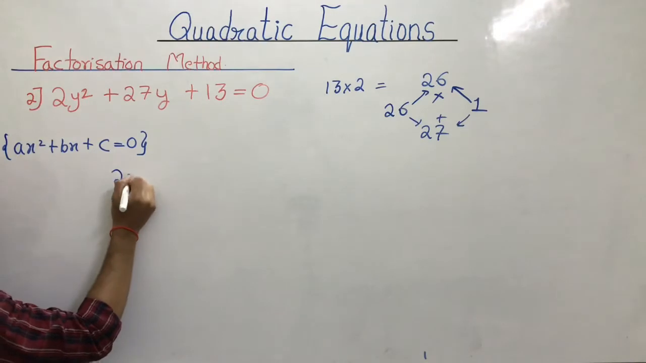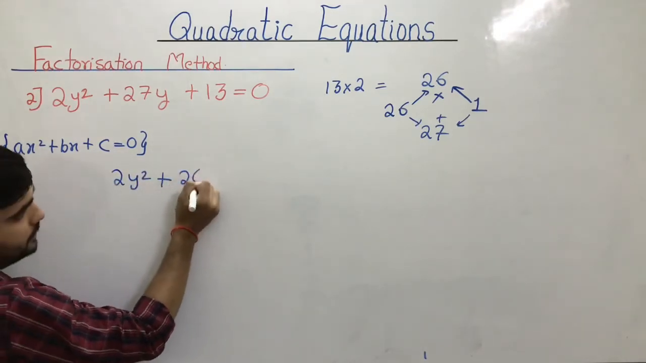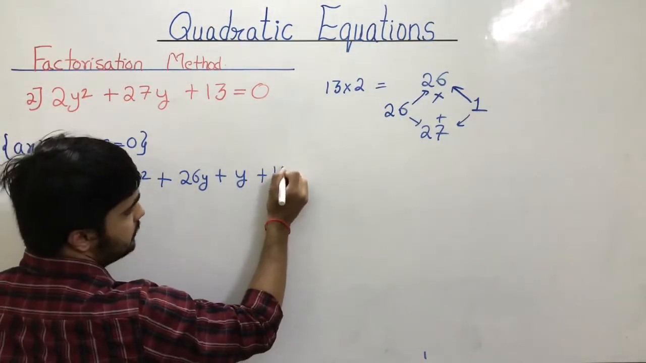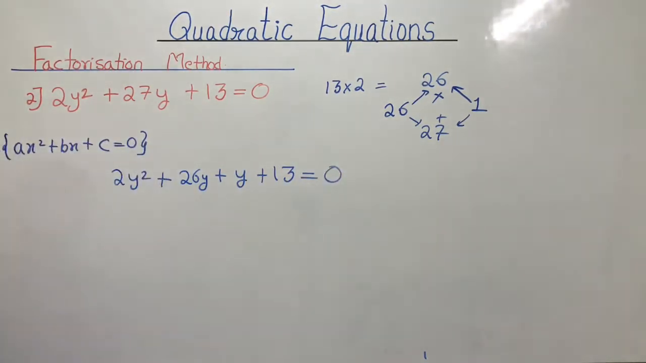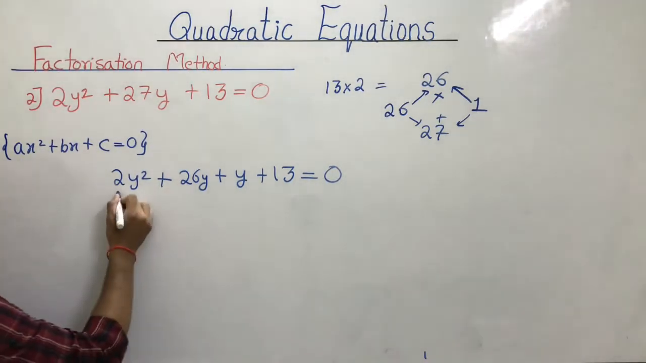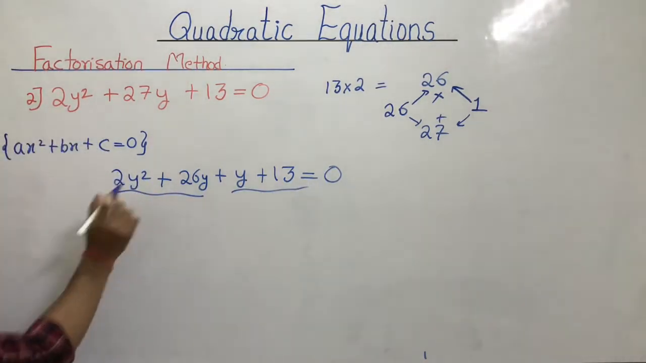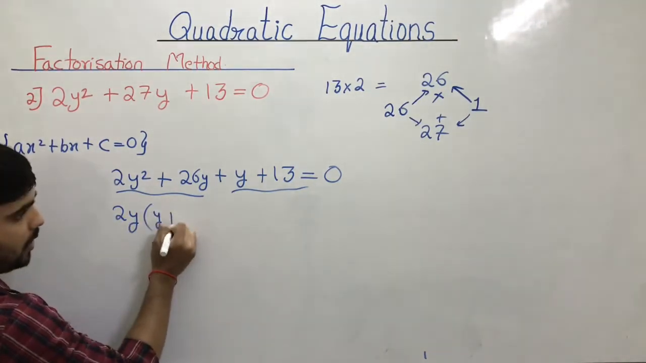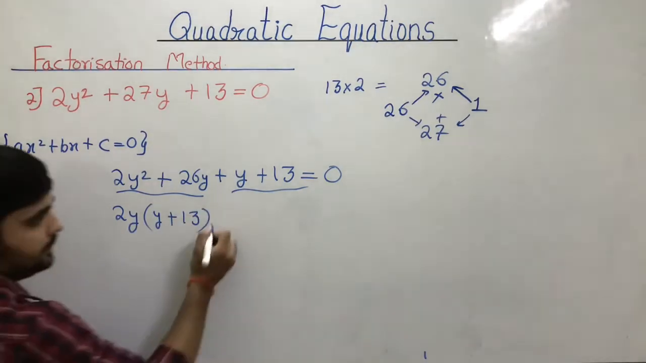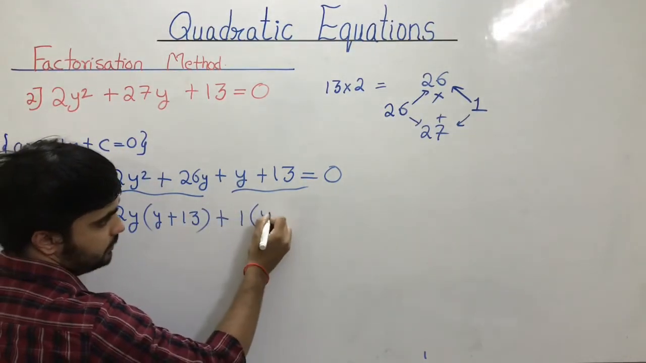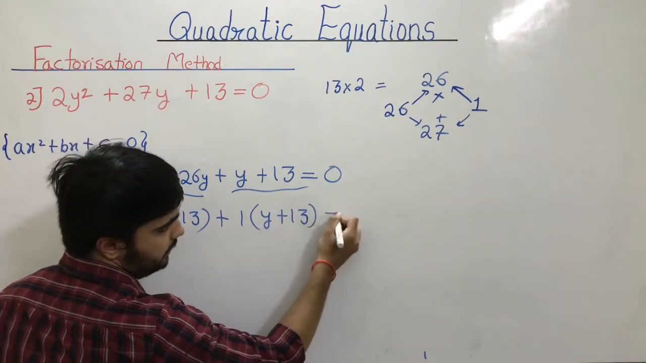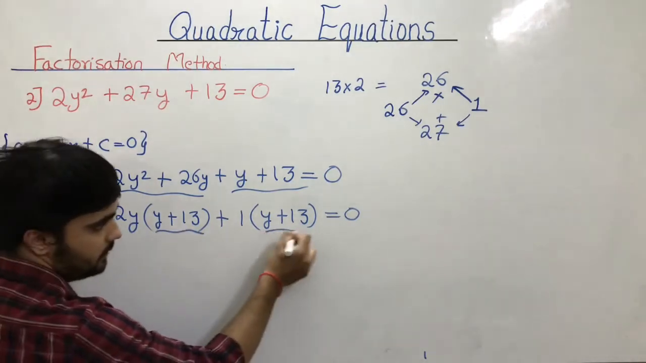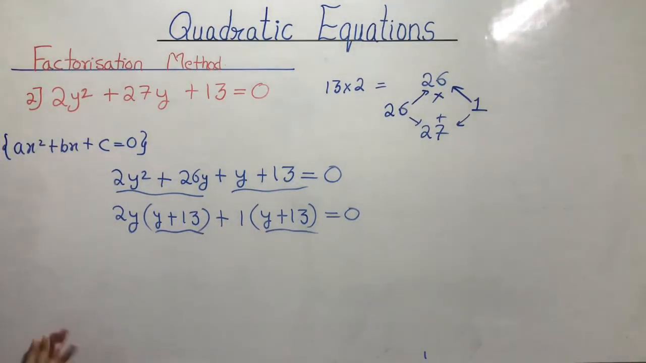Hence our equation is 2y square plus 26y plus y, or 1y we can say, plus 13 is equal to 0. Now from this and this, from this we can take 2y common. So what is left is y plus 13. Similarly from this we can take 1 common and y plus 13 is left, which is 0. Now we have to cross check whether this is correct or not. So y plus 13, y plus 13 both are same, hence it is correct.